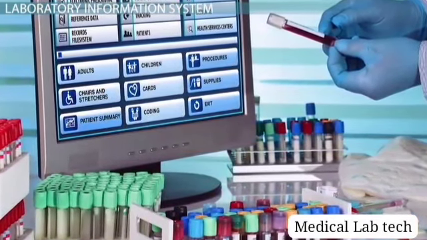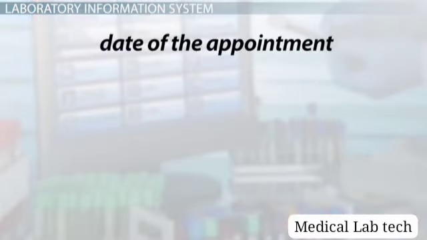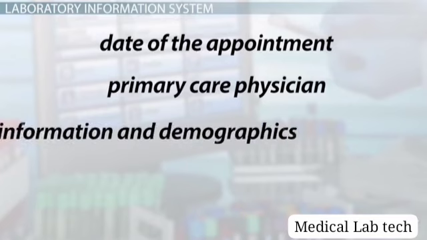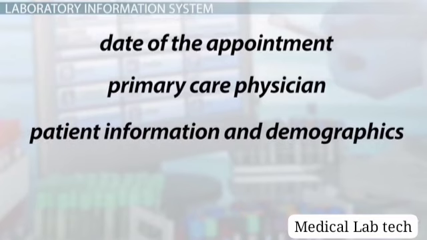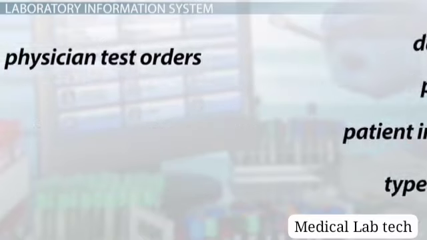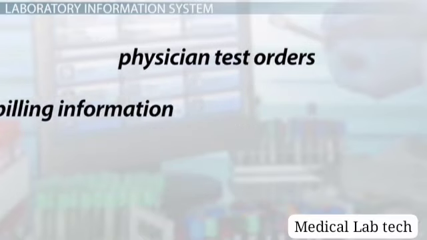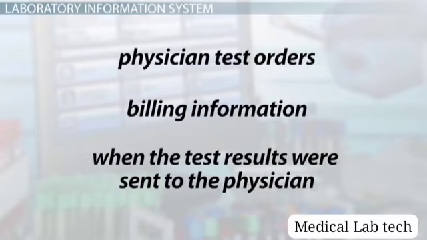This information included date of the appointment, primary care physician, patient information and demographics, the type of sample that was drawn, physician test orders, billing information, and when the test results were sent to the physician.